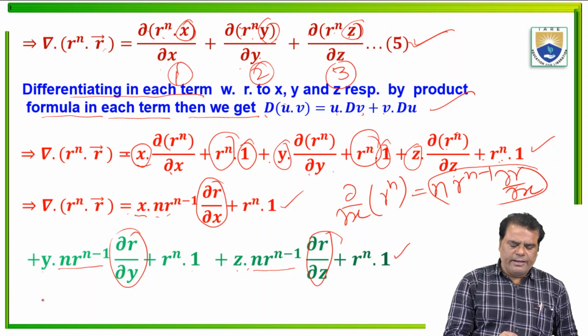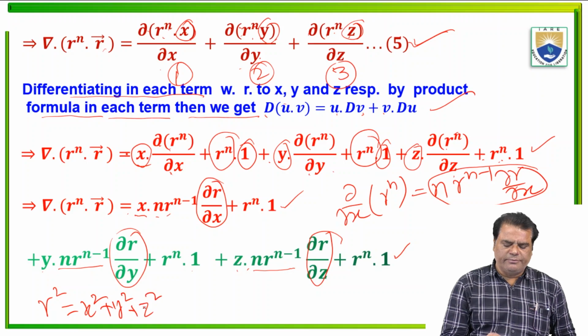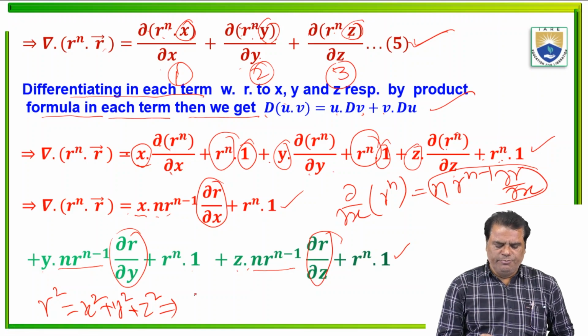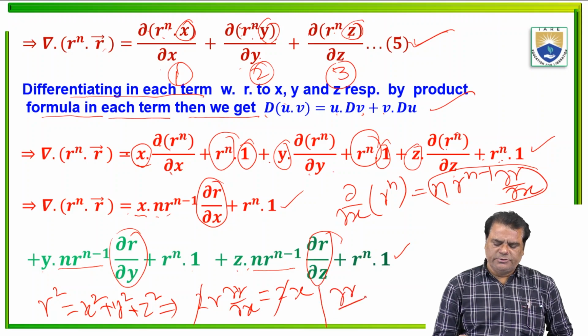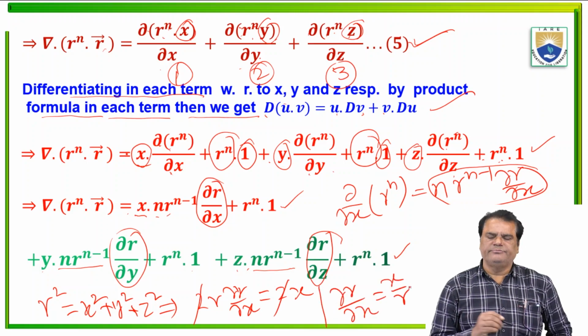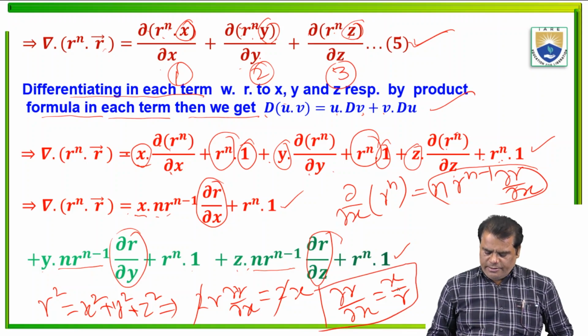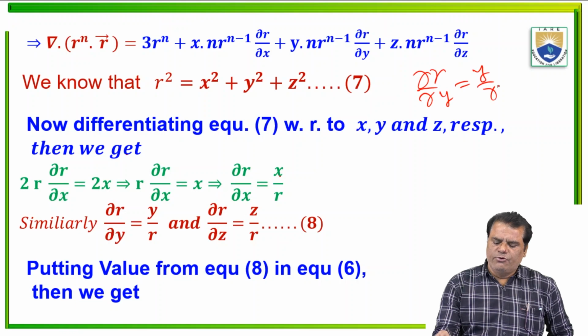Now we know here r² = x² + y² + z². So differentiating this with respect to x, y and z, we apply here 2r ∂r/∂x equal to 2x. 2 is cancelled. So ∂r/∂x equal to x/r. We find this value: ∂r/∂x is x/r, and ∂r/∂y is y/r, and ∂r/∂z is z/r.